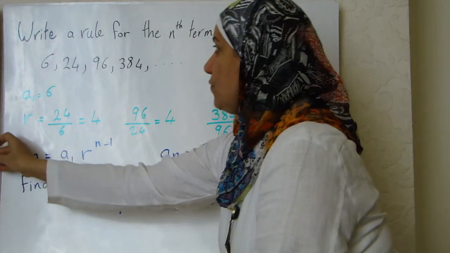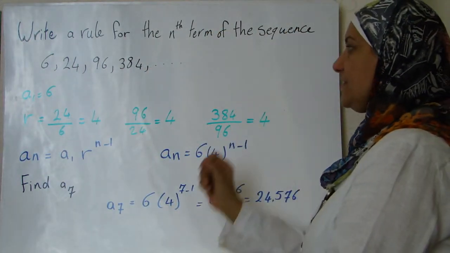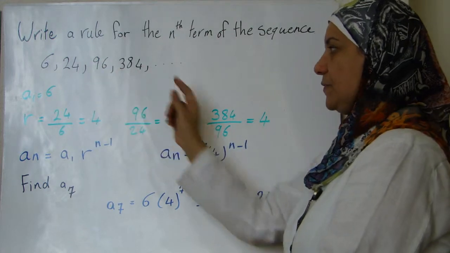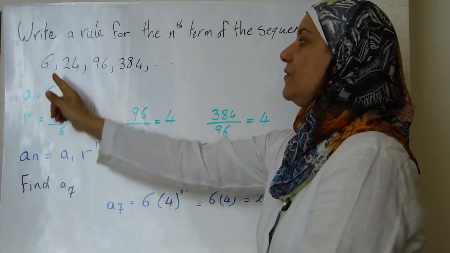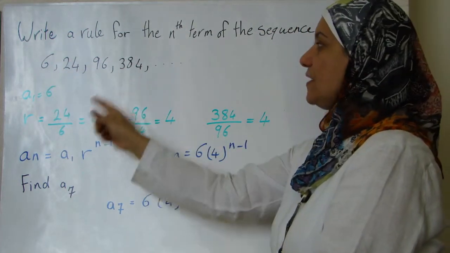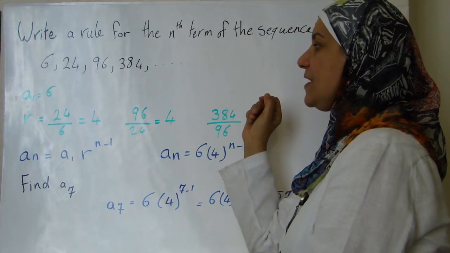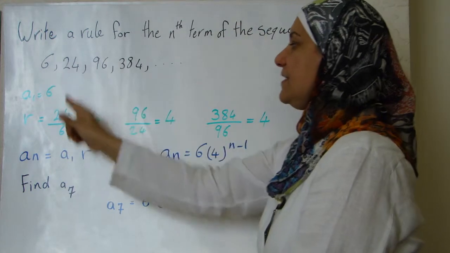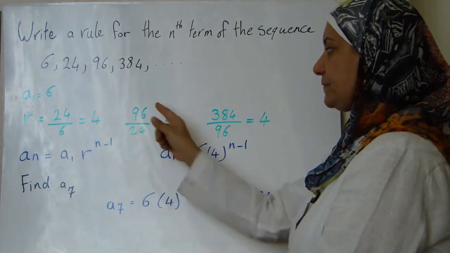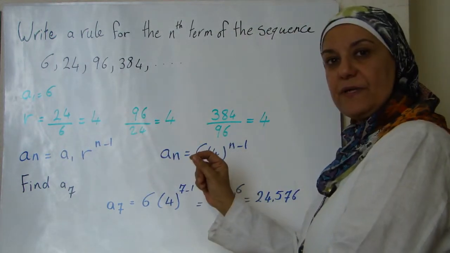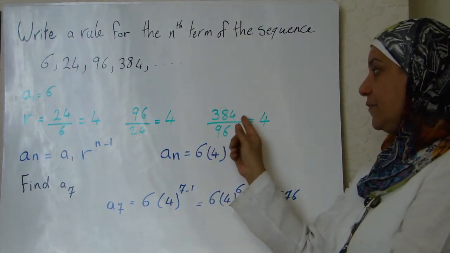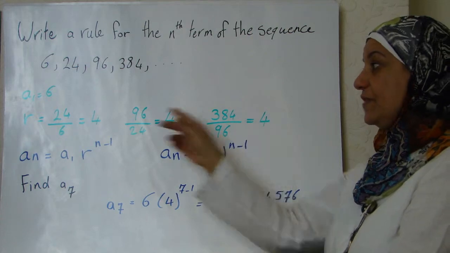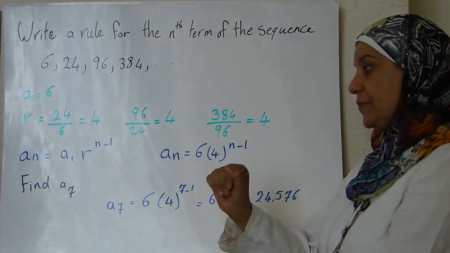How do I write a rule for the nth term of the sequence? If this is my sequence, I already know my first term, of course, because it's obvious, this is 6. What about my ratio? How do I get it? I divide 24 divided by 6, I get 4. 96 divided by 24, I get 4. And then 384 divided by 96, I get 4. This is my constant ratio.